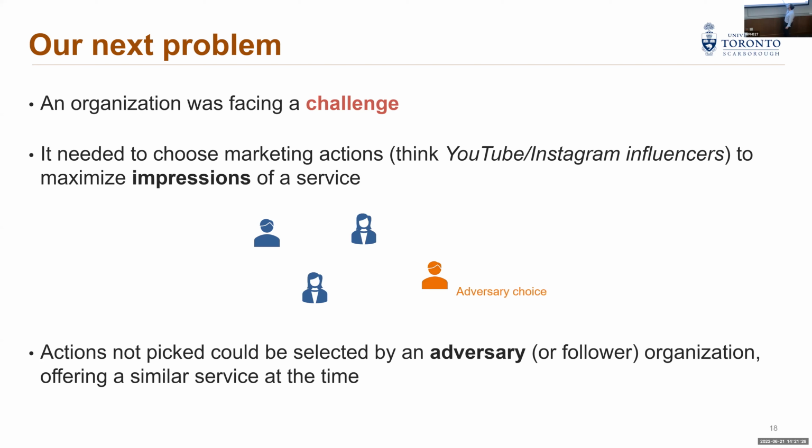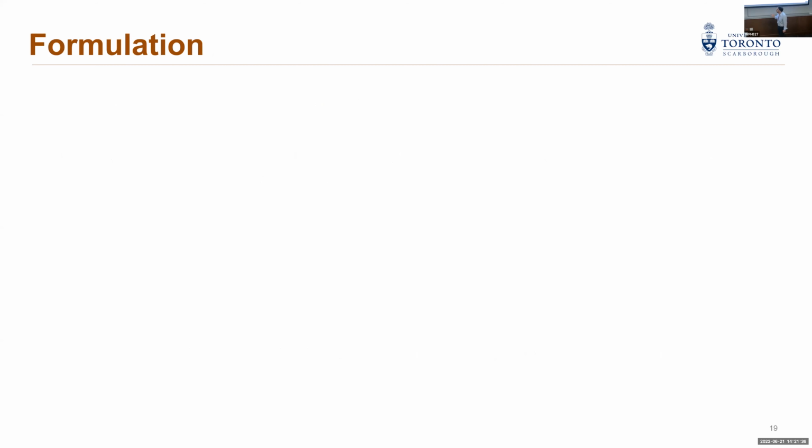The leftover influencers here, the adversary could pick them up and then they could try to advertise their own product that was competing at the time. Make sense? Okay, so how do we formulate this problem?